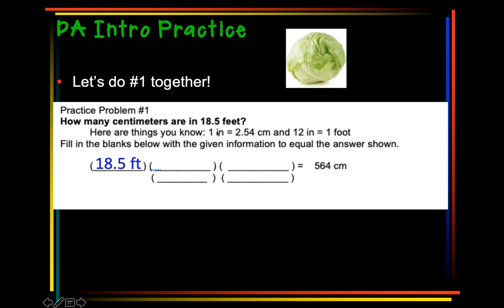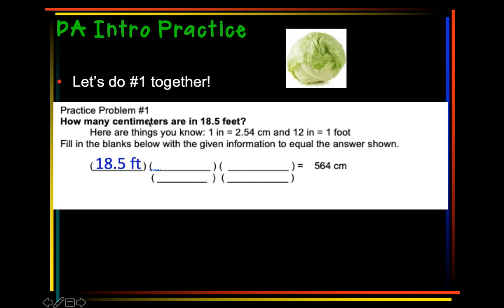Here are some things that I know. 1 inch equals 2.54 centimeters. Okay, great. 12 inches equals 1 foot. That's like an exact definition. This, somebody had to measure, so this counts for sig figs, but all these other numbers are just kind of definitions. They're exact sig figs.